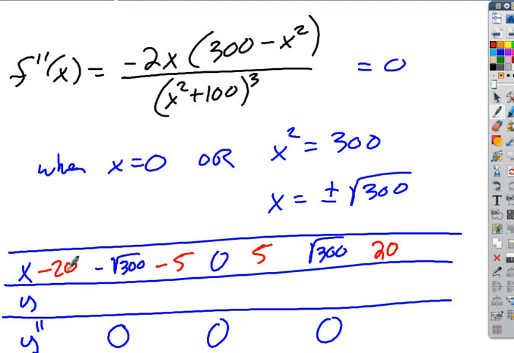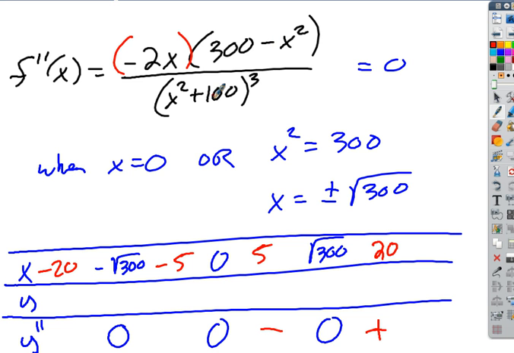Right, we've got this factor. So 5 is going to make this negative, positive, positive, so overall the sign is negative. What about 20? 20 is going to give us negative, negative, and 300 minus 400, so positive. Negative 5 is going to give us positive, positive, positive. And negative 20 is going to be positive, negative, positive.